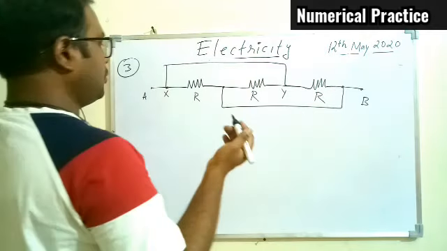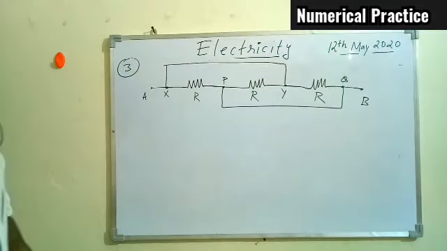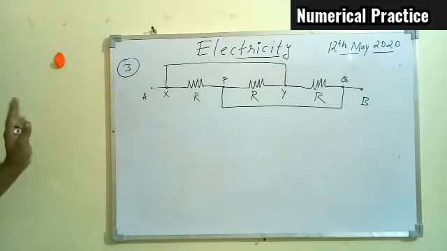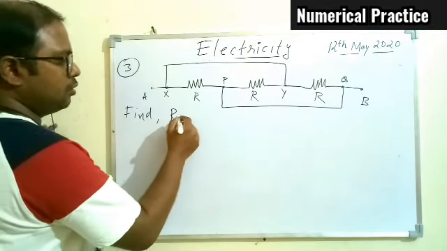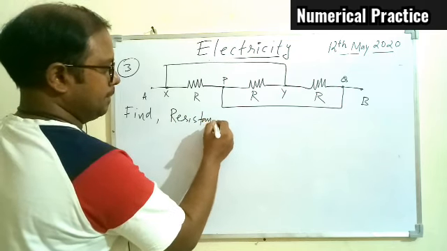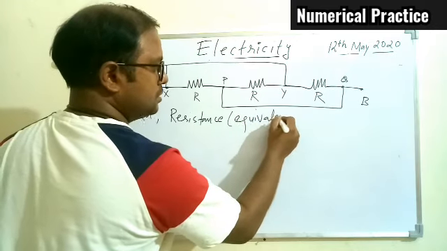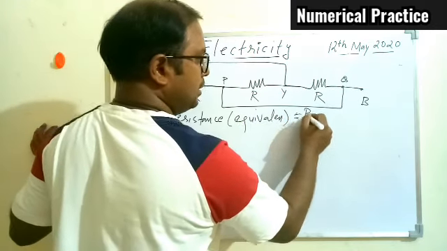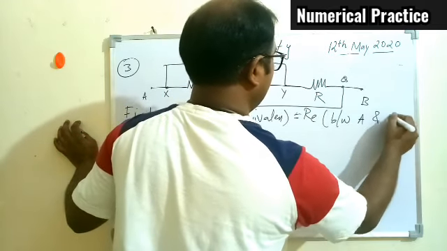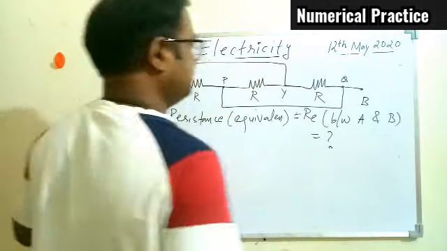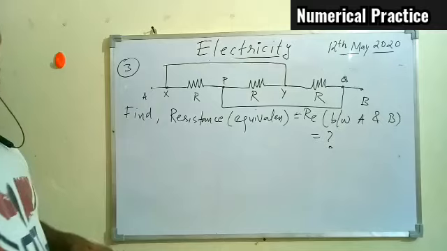Okay, so let this point be P and Q. So this is the circuit diagram given to you, and you have to find out the equivalent resistance, that is R_E, between A and B. So between A and B, how much is the total resistance?